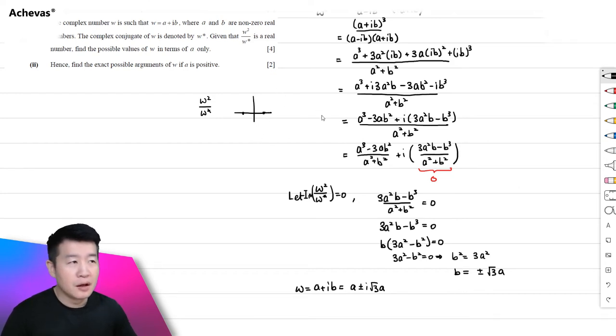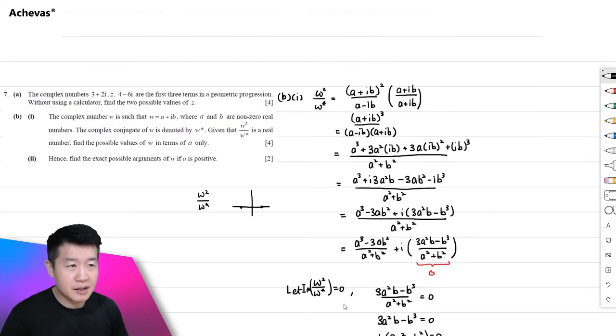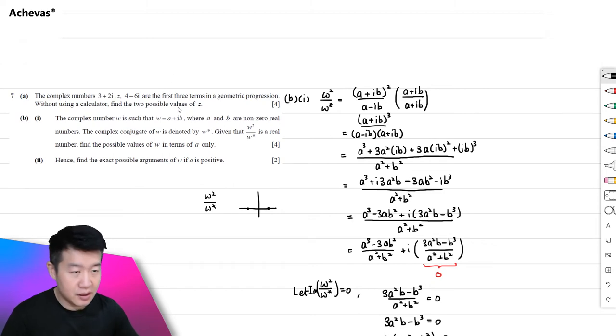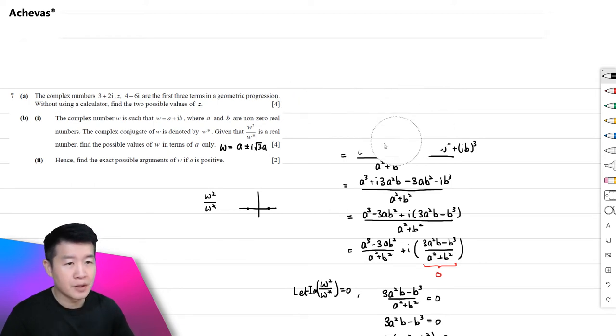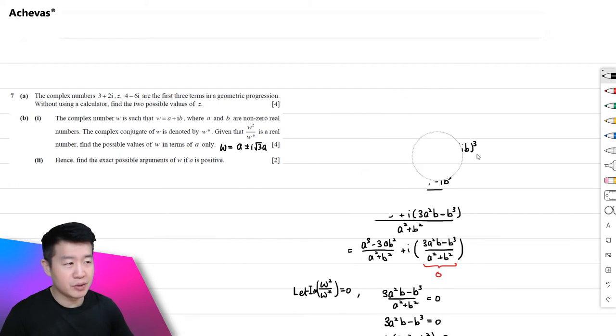Okay, so this is the first part. Let me write down my answer here. So for part 1, we know that W is going to be equal to A plus or minus i square root of 3A. And part two is very, very simple.